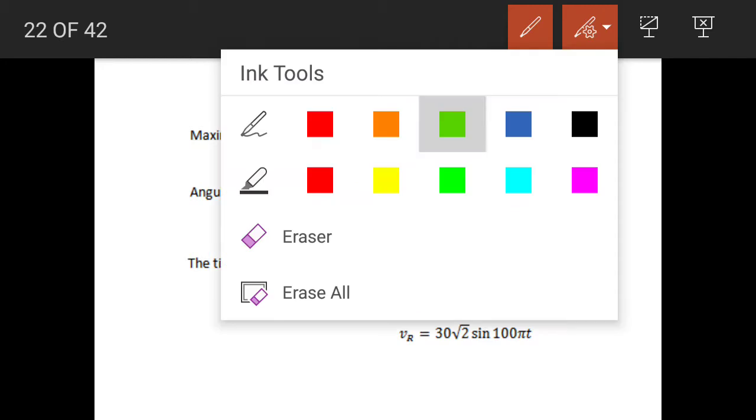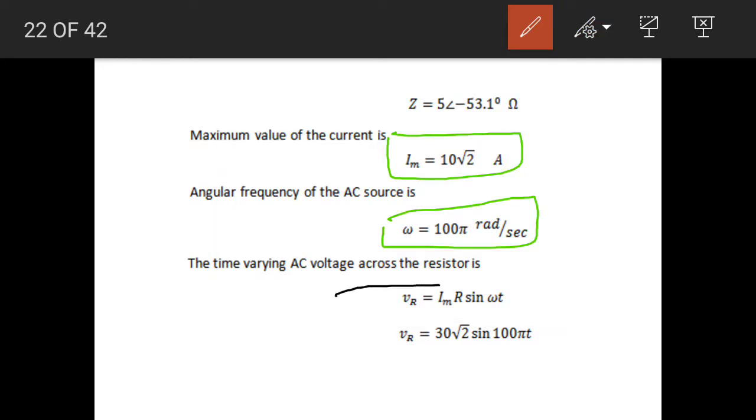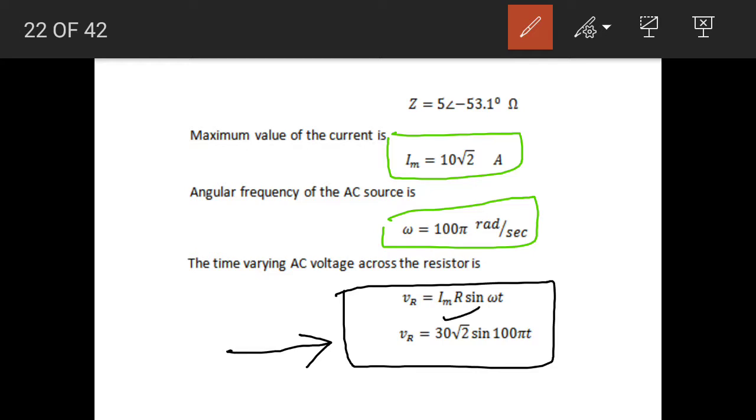So we calculate the voltage across the resistor with the help of this particular equation, Im R sin omega t, and if we put the values on the right hand side, we get 30 under root 2 sine of 100 pi t. The maximum value of this voltage is 30 under root 2. If we divide this maximum voltage by under root 2, we obtain the RMS value of this AC voltage, which will be 30 volt, and we know that the voltmeter reads the RMS value of this voltage.